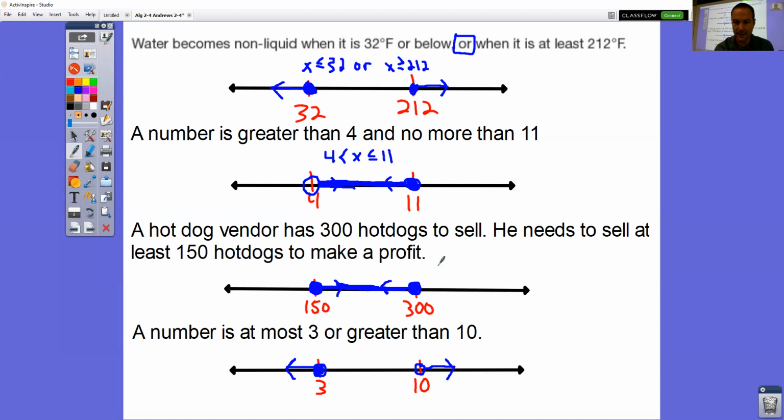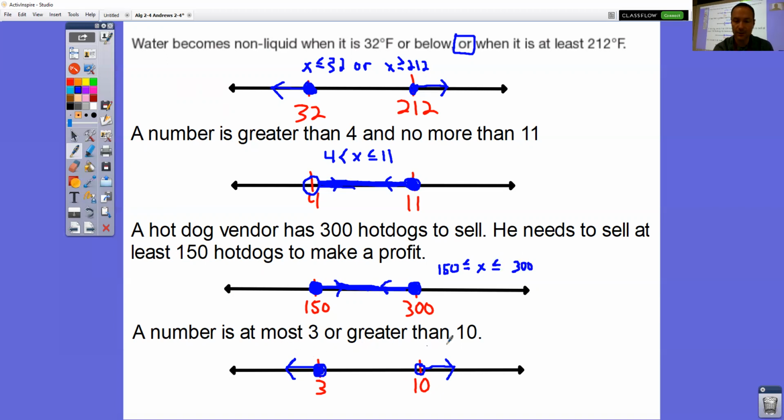This is another and statement. So this would be 150. We have our X in the middle. We have our 300 at the end. They're always going to be less than symbols, but this is or equal to and an or equal to. So this is what the and statement would look like.